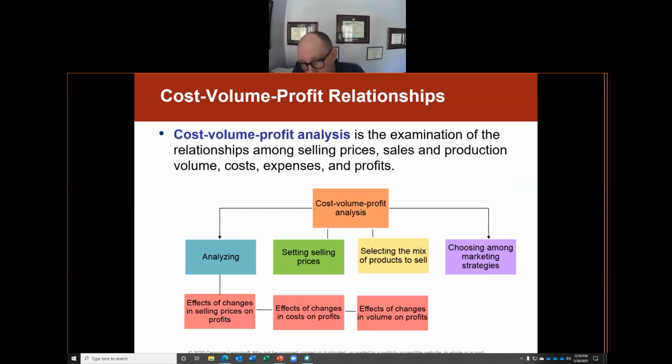Now that we have an understanding of variable costs, fixed costs, and mixed costs, and we understand how costs behave when there's changes, we can now talk about this thing called break even, also known as cost volume profit analysis. The idea behind this is that regardless of what type of cost it is, we are covering all of our costs through sales.